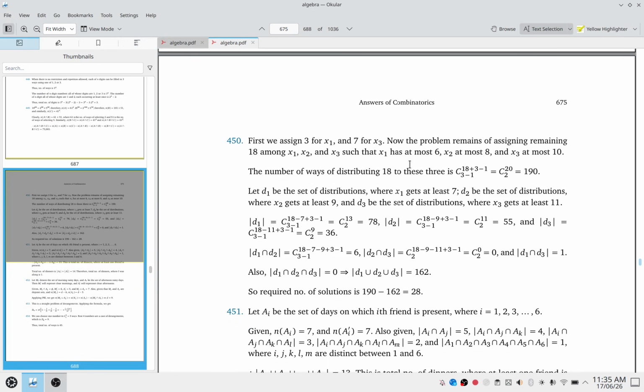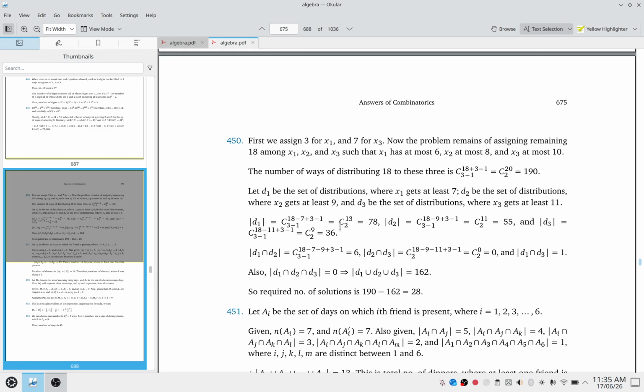Thus the number of ways of distributing 18 to these three is 20C2 or 190. Let D1 be the set of distributions where x1 gets at least 7, D2 the set of distributions where x2 gets at least 9, and D3 where x3 gets at least 11. So we compute D1 as 13C2, D2 as 11C2, and D3 as 9C2, which is 36. Now we compute all the intersections, and eventually we find the union to be 162. So the number of solutions is 190 minus 162, which is equal to 28.